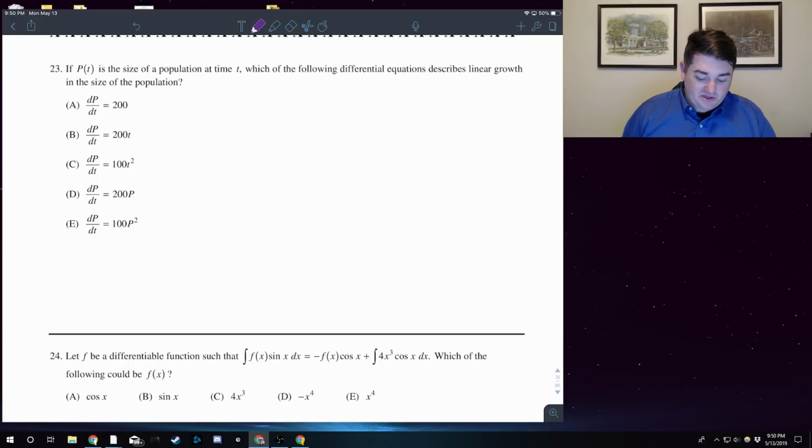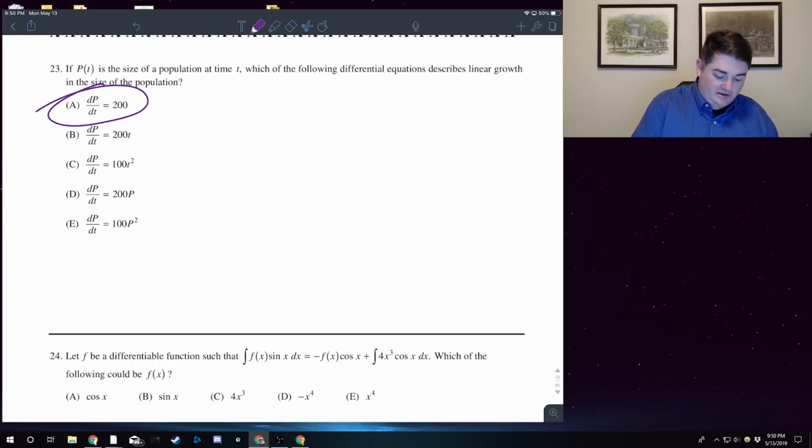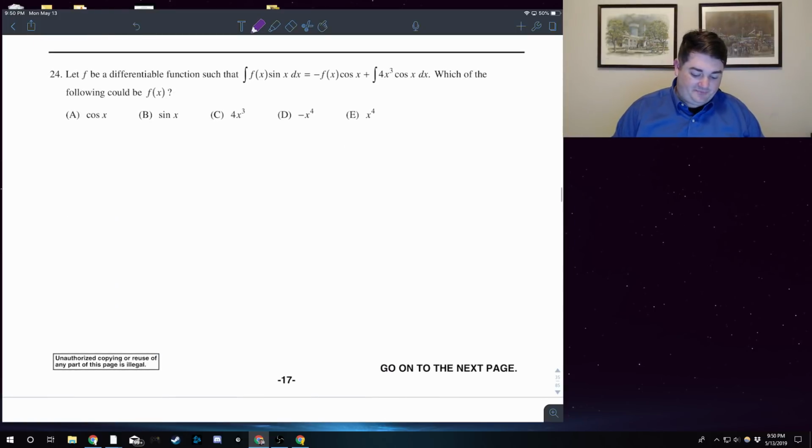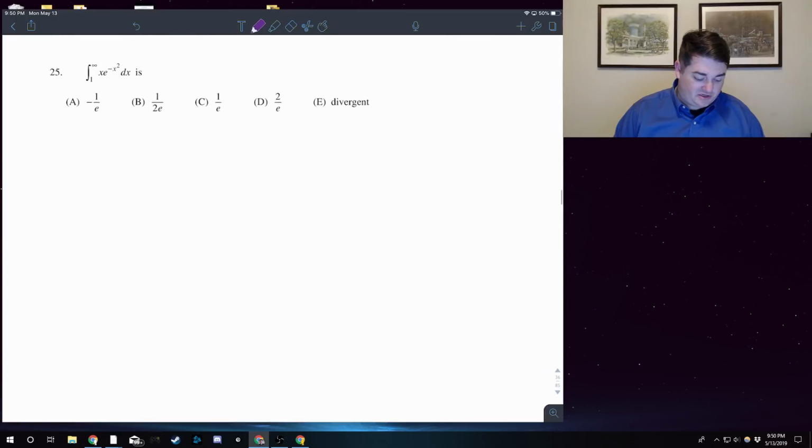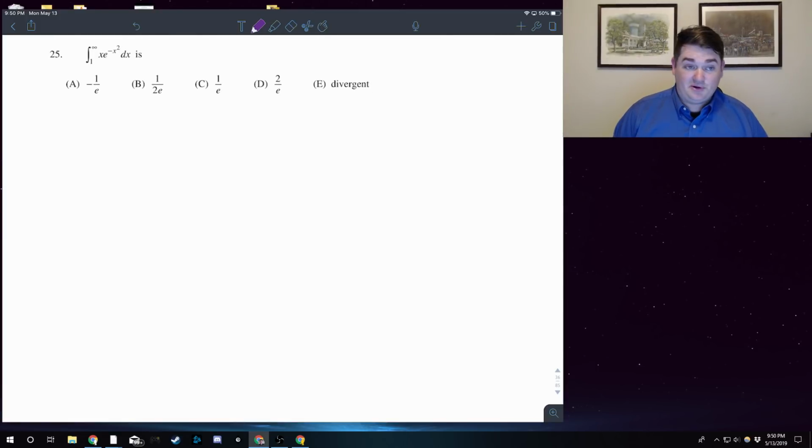Number 23 is not logistic. They said which of the following differential equations describes linear growth. Remember, a linear equation has a constant derivative, so that's just A. 24, integration by parts. Good to know, but not the most important thing. Improper integrals, same thing. I mean, yeah, they're good. They're going to be tested, but not on the same level as series necessarily.